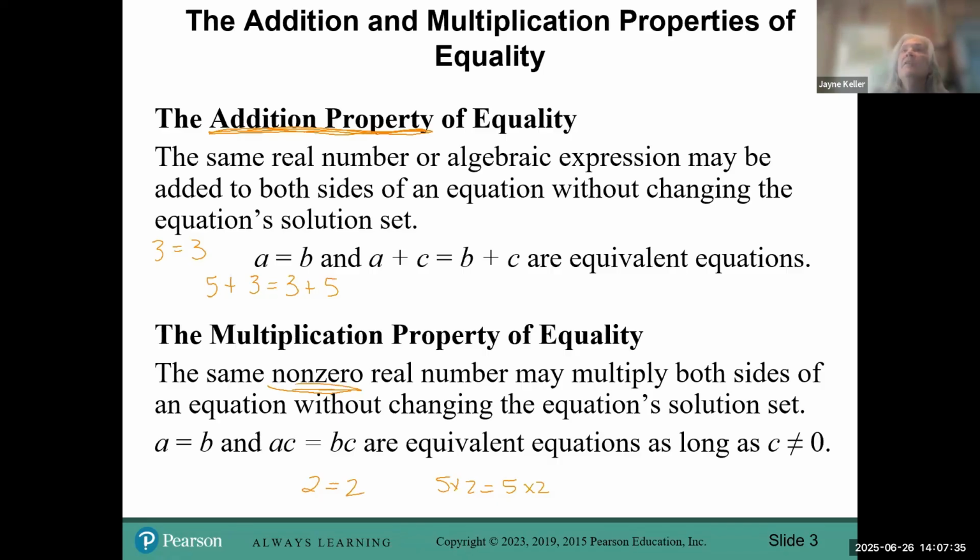And remember that subtraction is just adding the opposite. So I can also subtract the same number from both sides. Also, multiplication, or sorry, division is multiplying by the reciprocal. So dividing by 2 is the same as multiplying by 1/2. So that means that I can also divide both sides of my equation. So as long as I am adding the same amount, subtracting the same amount, multiplying or dividing by the same amount, I'm not changing the solution of my equation. I'm only changing the form of the equation.